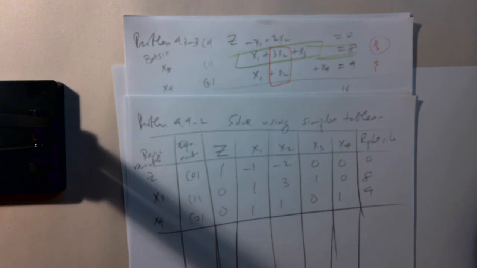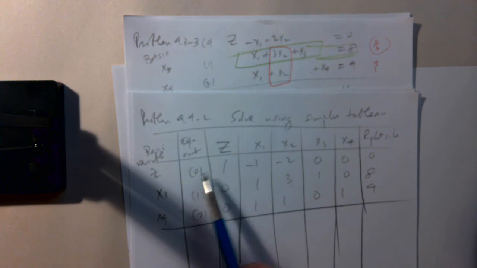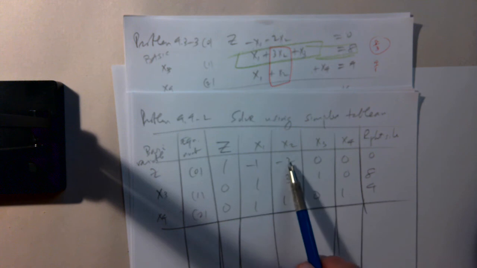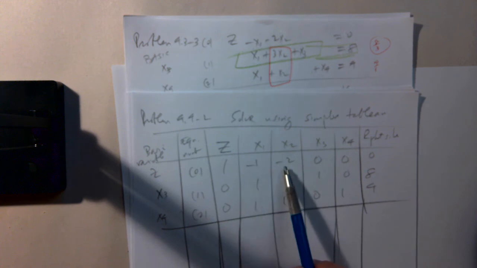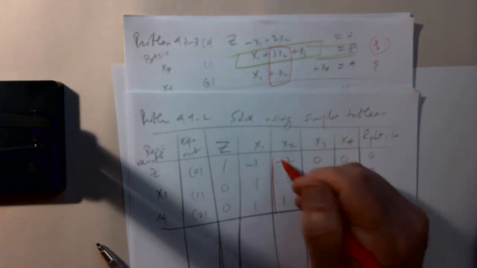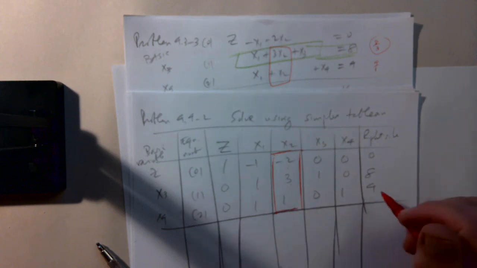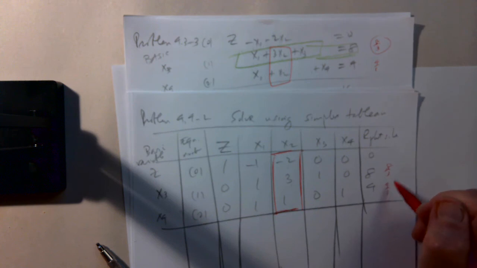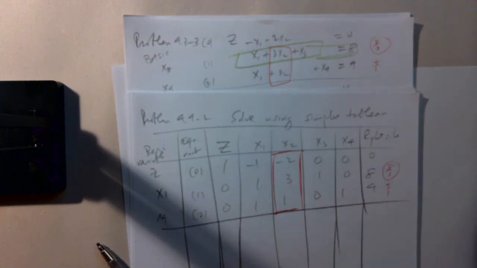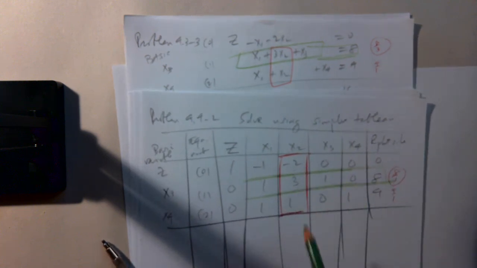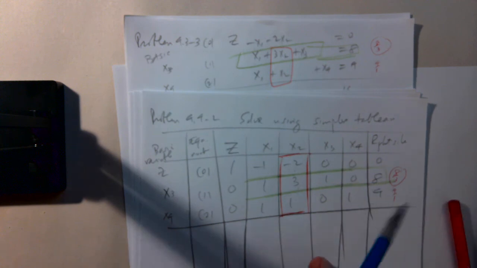And again, we look at this objective function line. There are two negative coefficients. The one largest in absolute value is -2. So this is going to be our pivot column. When we look at our ratios, 8/3 and 4/1, this is the larger one. So our pivot row is this. This is the pivot number.